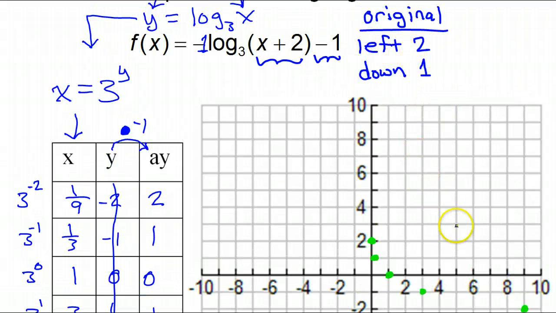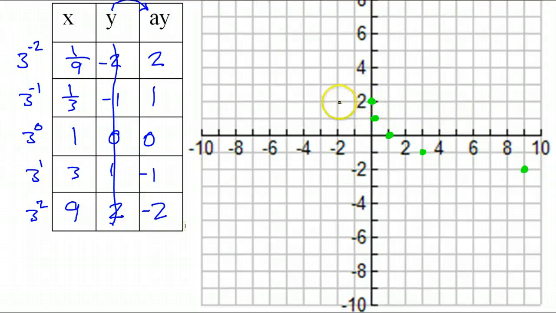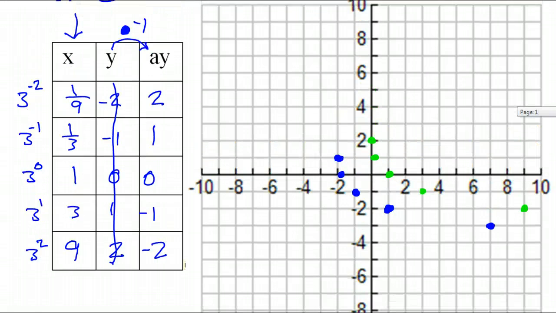Left 2, down 1. So here we go. Left 2, down 1. Left 2, down 1. Left 2, down 1. Okay, same. And left 2, down 1 right here. Just making these a little bit bigger. Okay, these are the 5 dots we will graph for our final answer.